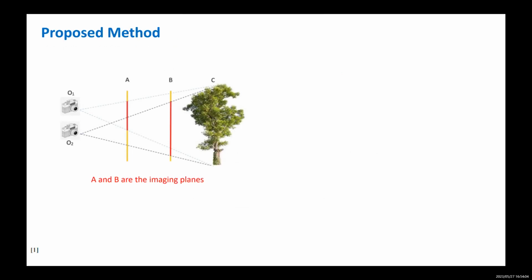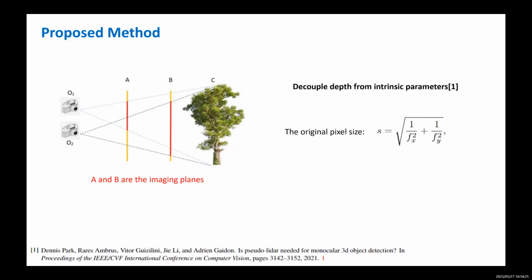Two cameras O1 and O2 with various intrinsic parameters shoot the same object at the same distance. The imaging size of the object can be quite different, just as the size of the right parts in A and B. This indicates that the estimated depth has been entangled with the intrinsic parameters of the camera. We can first acquire the original pixel size S, then we set a constant C representing the pixel size at a given reference focal length.